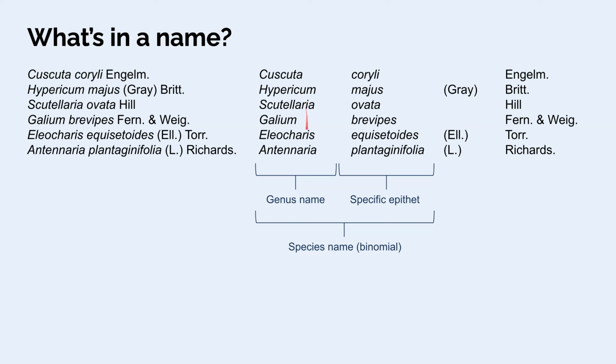So the genus name is part of that. The genus name is a category itself. So there's a category for the genus Cuscuta, the genus Hypericum. And then within those genera are more than one or sometimes just one species.